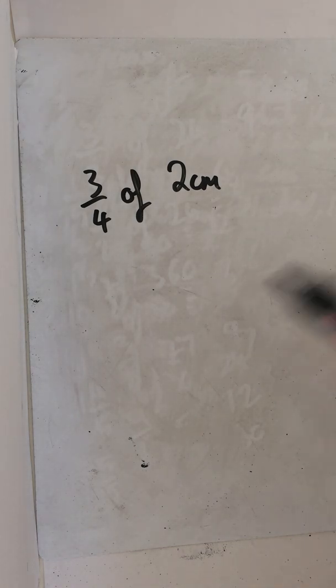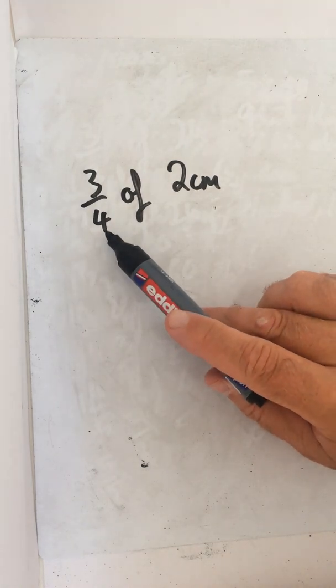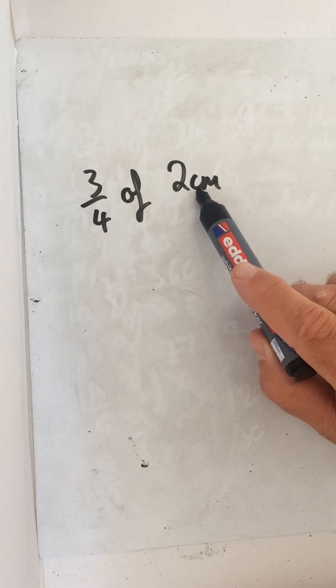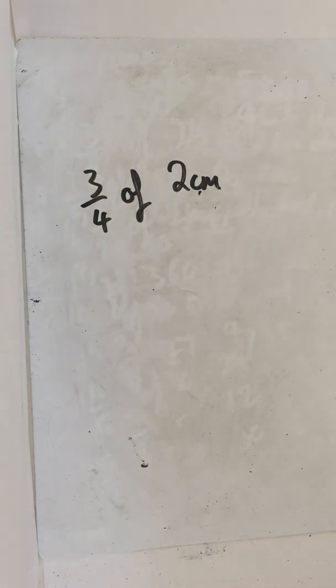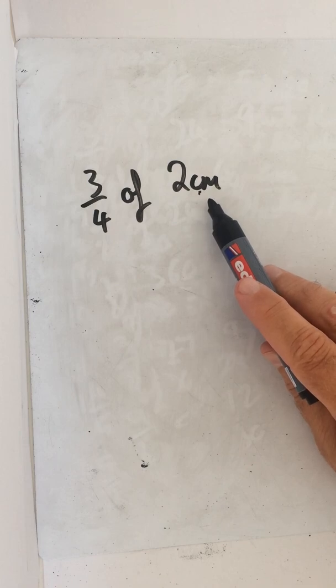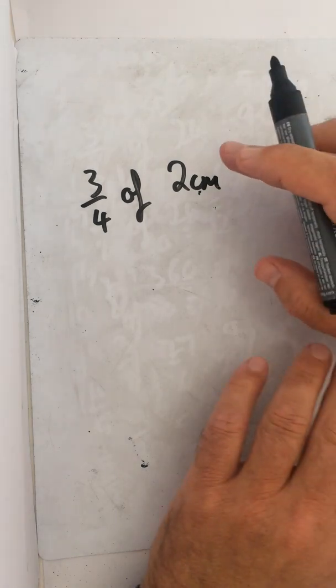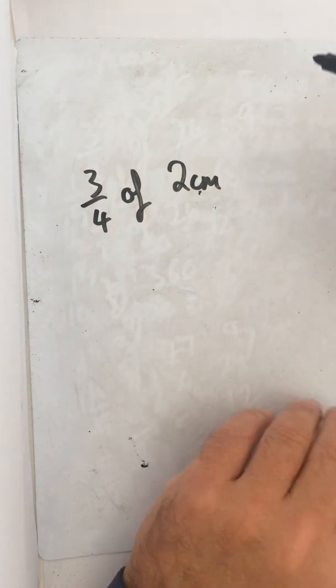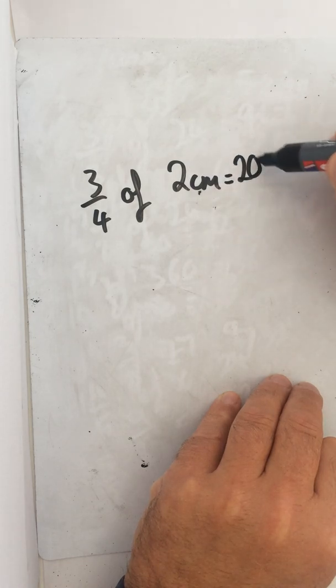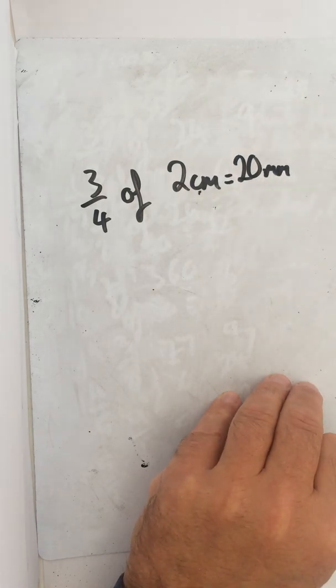Right, now when you get a question like this, for example, the 4 is bigger than the 2, but this is in centimeters. What can I do to the 2 centimeters to make it easier? I can hear people screaming at the screen: turn it into millimeters. Yes, well done. So 2 centimeters is 20 millimeters, and that makes it so much easier.